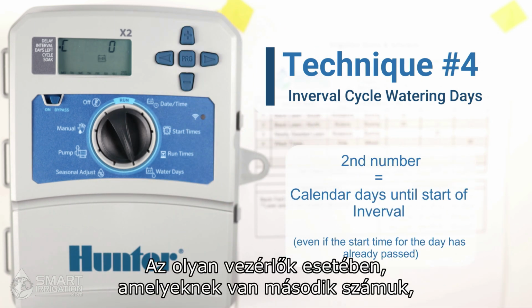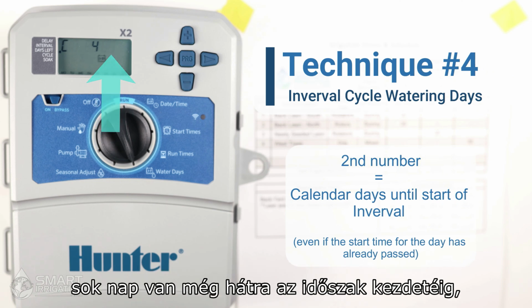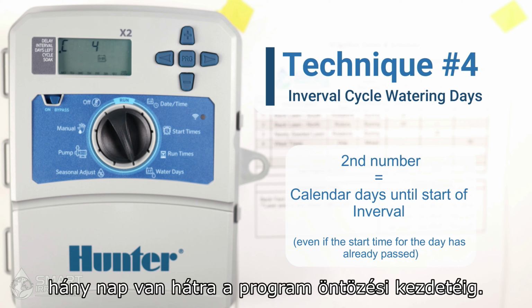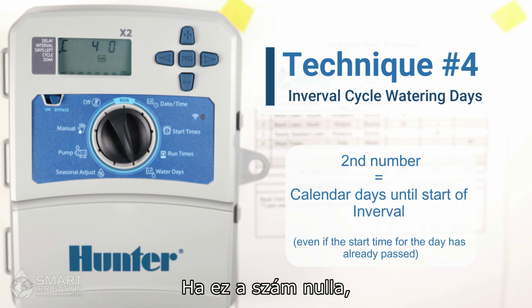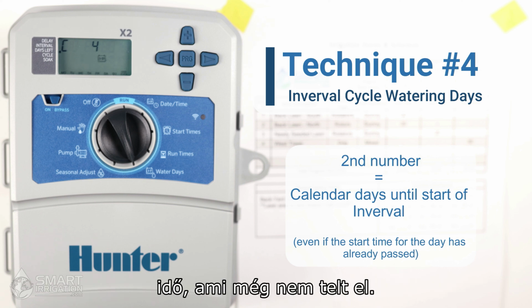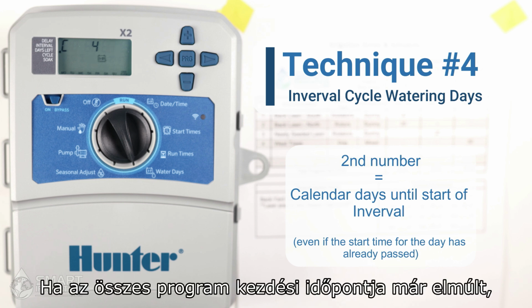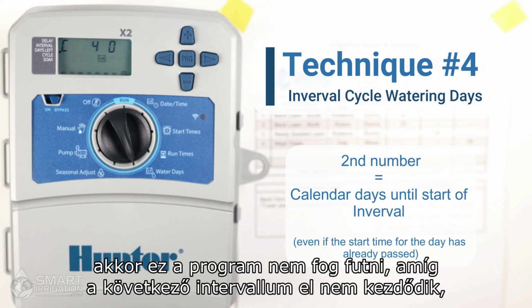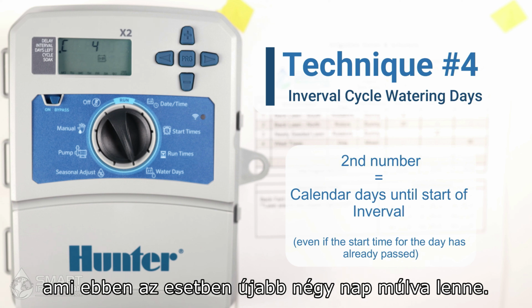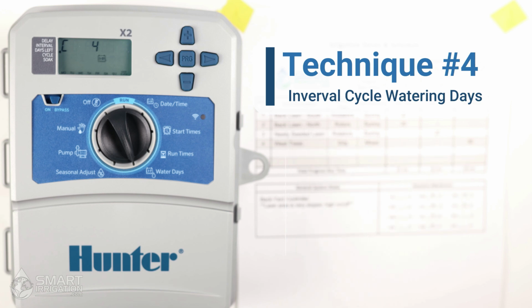For controllers that have a second number, the rightmost number represents a one-time count of how many days are left until the interval begins, or in other words, how many days until the program begins watering. If this number is a 0, the program will run today if the program still has a start time that hasn't yet passed. If all of the program start times have already passed, then this program won't run until the next interval begins, which in this case would be in another 4 days. For our program, we'll leave it at 0.